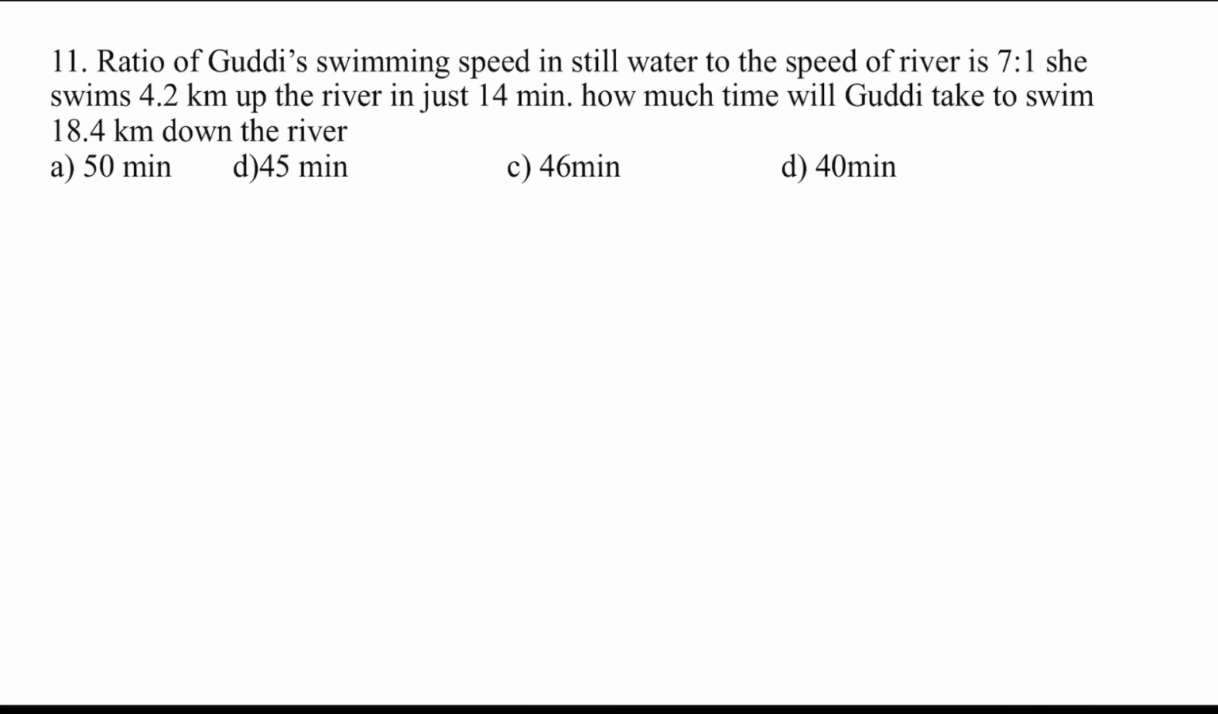Next problem. Okay. The ratio of Goodie's swimming speed in still water to the speed of the river is 7:1. Okay. The ratio of Goodie's swimming speed in still water X to Y they have given. How much? It is 7:1. She swims 4.2 kilometer up the river in just 14 minutes. So upstream distance and upstream time are given.